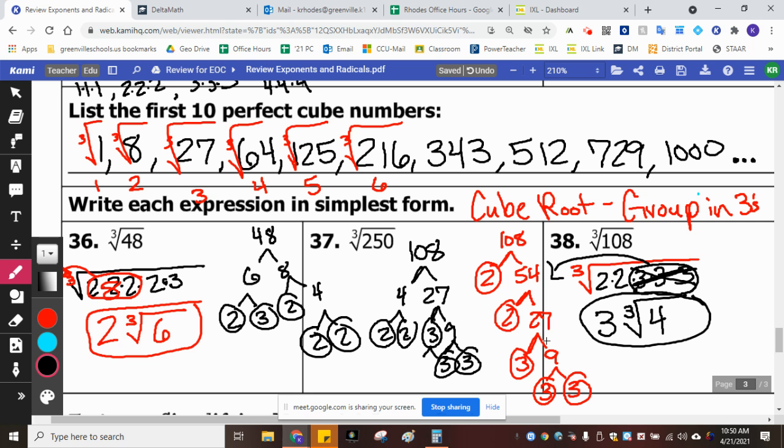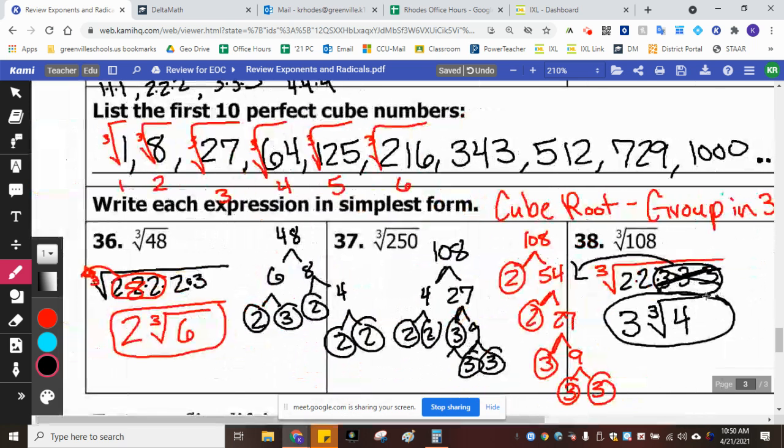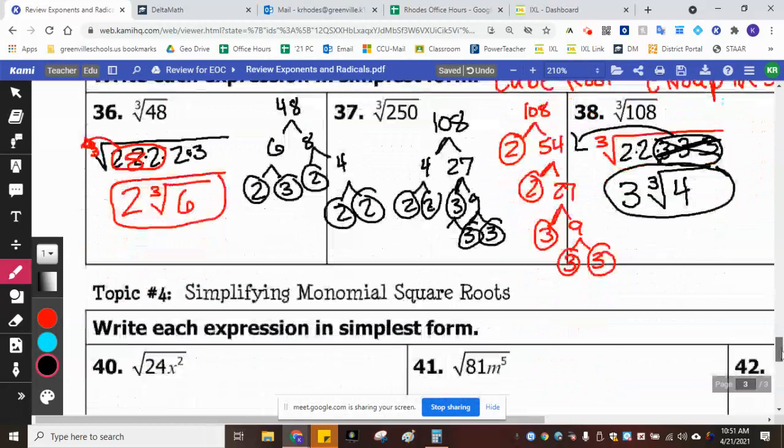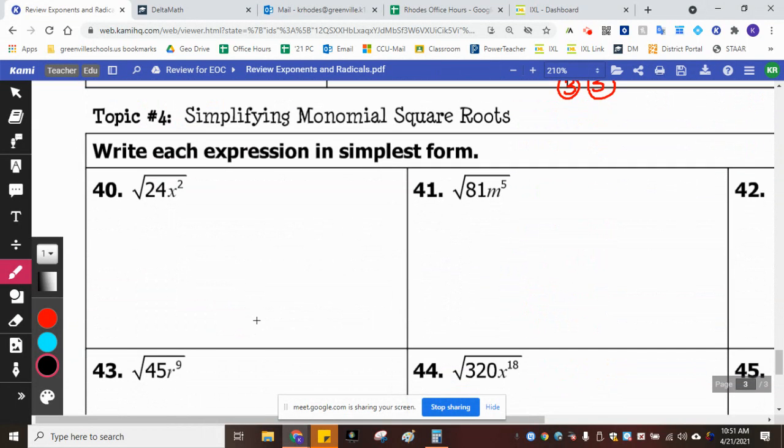So technically, you could leave 2 times 2 there. It's just not completely simplified. We're just doing the evens. If you want to go back and need help with odds, I can definitely do that. Let's add some variables.